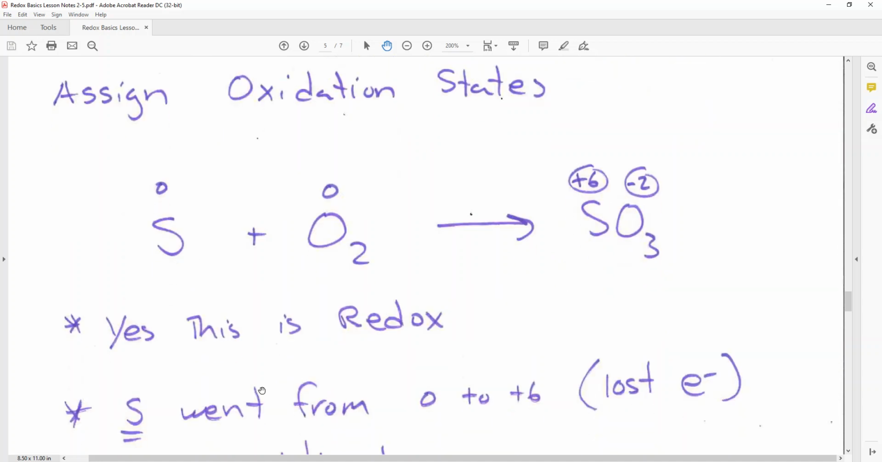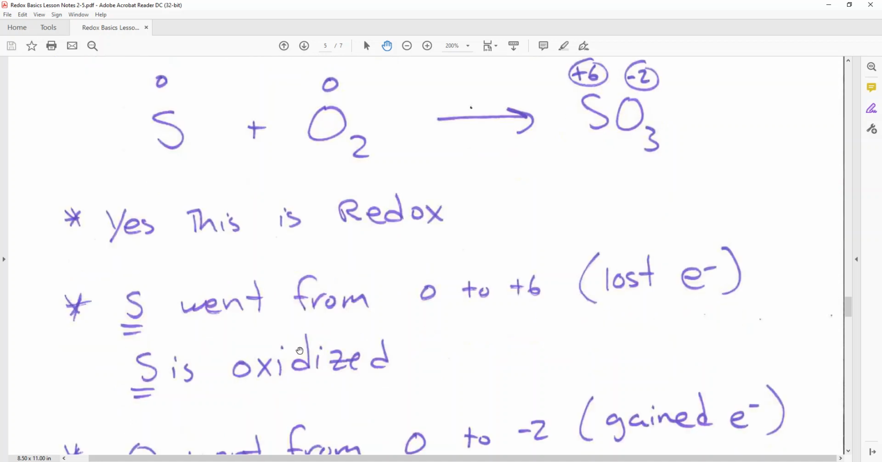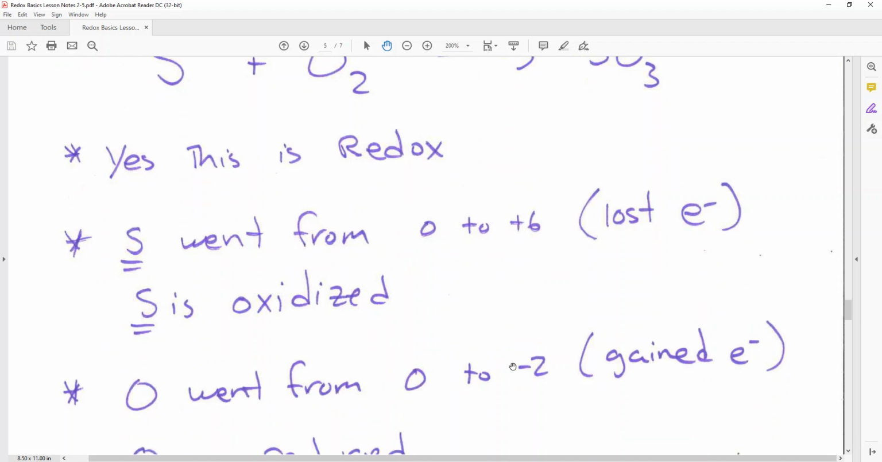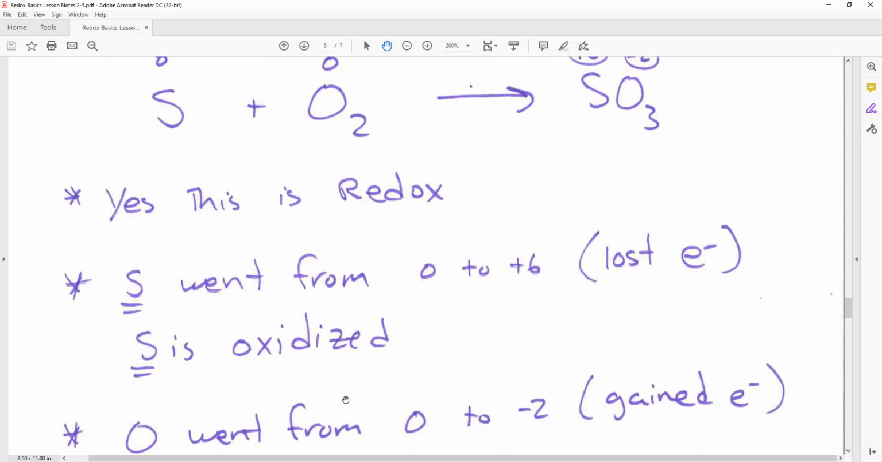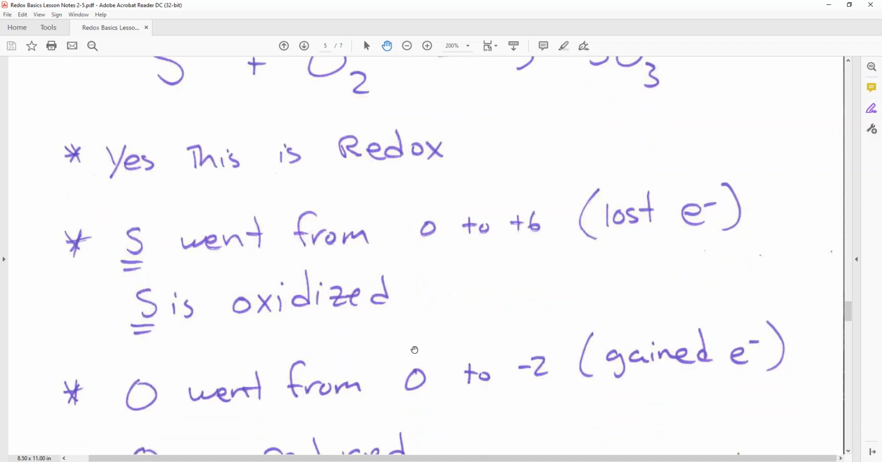All right. So going from 0 to +6, that's an increase in charge or oxidation number, which means you lost electrons, right? To go from 0 to +6, you have to lose negative charge. So you lost electrons. Okay. Sulfur is oxidized. So yes, it's redox, and sulfur is oxidized. Okay. O went from 0 to -2. Its charge reduced, it decreased. That means it gained electrons. So oxygen was reduced. So in this redox reaction, sulfur was oxidized, oxygen was reduced.